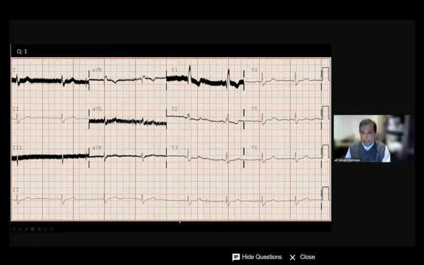Now, that is the point I need you to get, that this is not a generalized artifact, because some people believe that if it's an extrinsic electrical artifact, since it's coming from an external source, you expect everything to be affected, all leads to be affected.